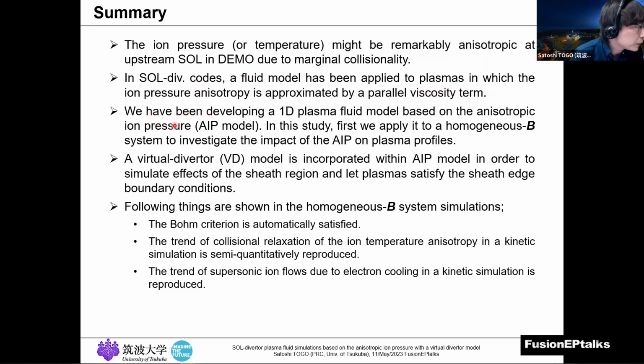And we have been developing a 1D plasma fluid model based on the anisotropic ion pressure called AIP model. In this study, we first apply it to a homogeneous magnetic field system to investigate the impact of the AIP on plasma profiles. A virtual divertor model is incorporated within AIP model in order to simulate effects of the sheath region and let plasma satisfy the sheath edge boundary conditions.